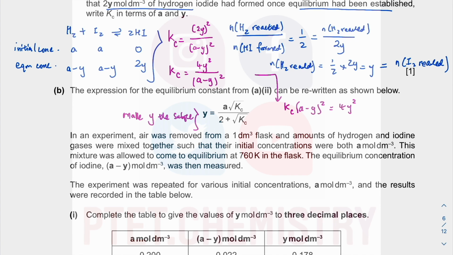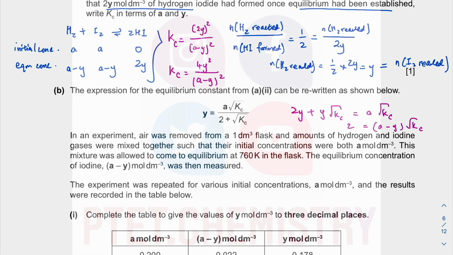Am I doing this correctly? No, I'm not doing this correctly at all. No. It's not as easy as that. Okay, probably I don't want to do that. What I'll do is, because here you see a y on top and y at the bottom, it's not easy to make y the subject. See what I can do here. 2y plus y Kc is equal to A Kc. So A minus y Kc is equal to 2y.